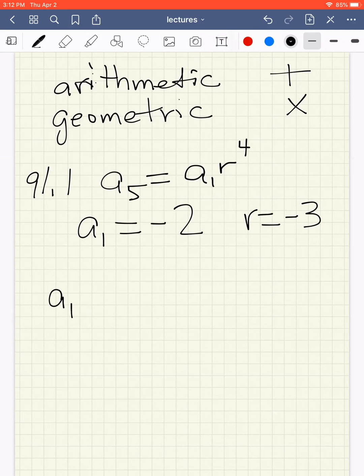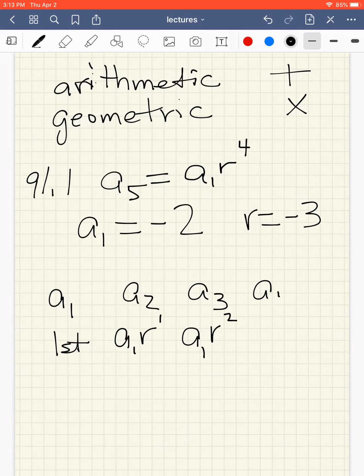A1 is A1. That's the first term. A2 would be A1 times r to the first. A3 would be A1 times r to the second. A4 is A1 times r to the third. So you can see each time the power on the ratio is one less than whatever the term is. So A5 is A1 times r to the fourth.